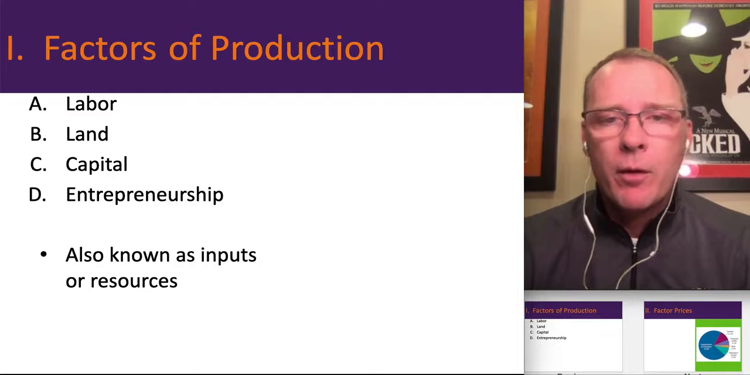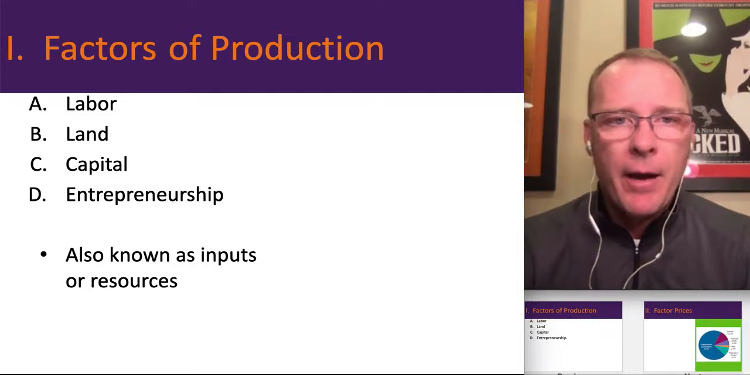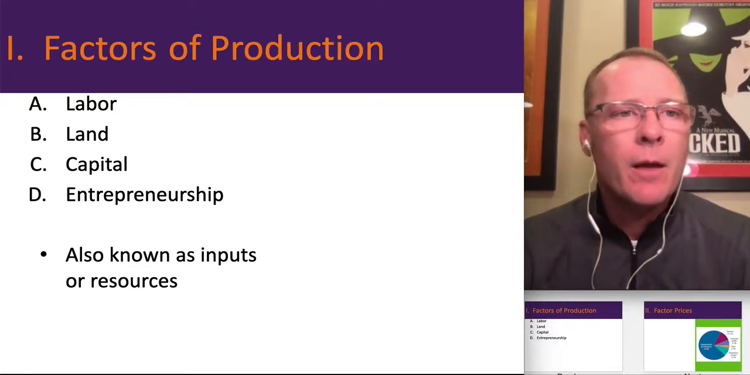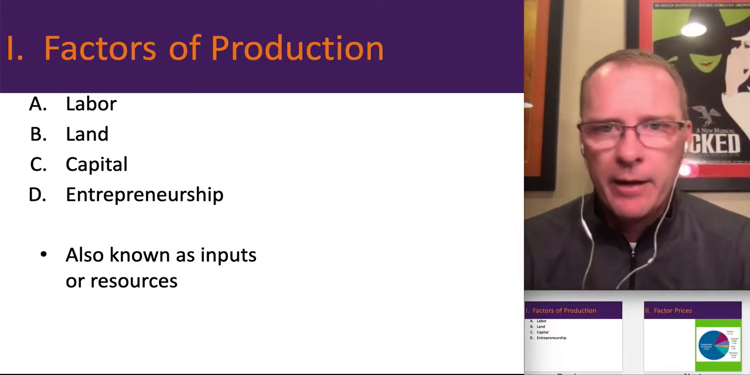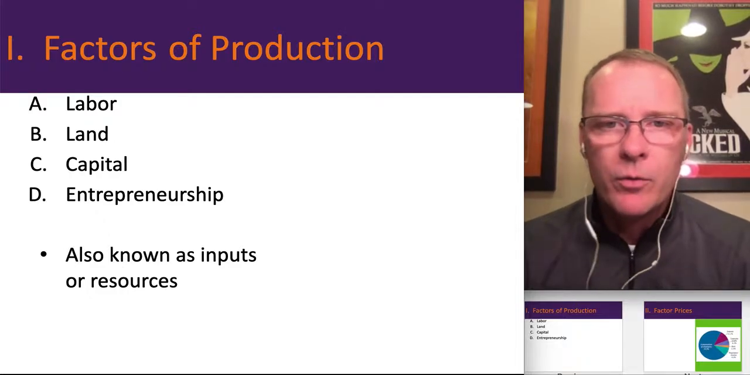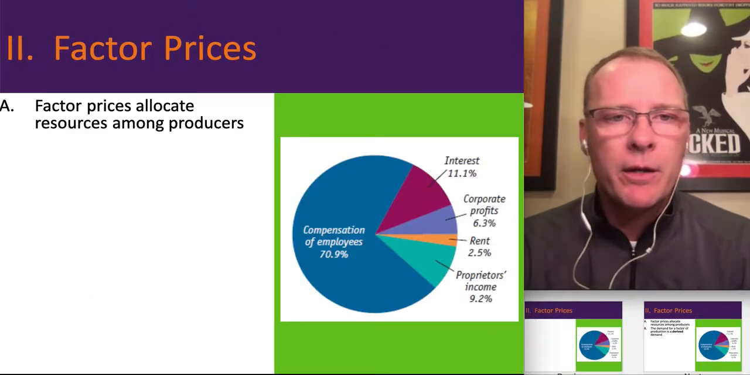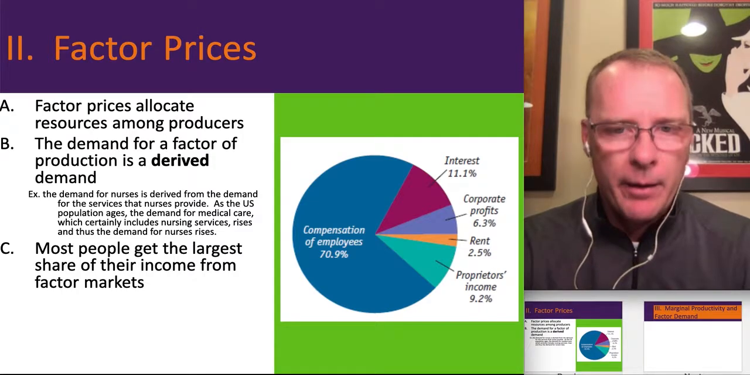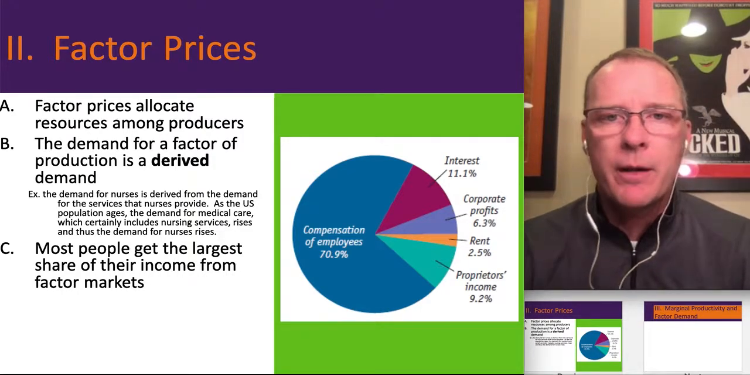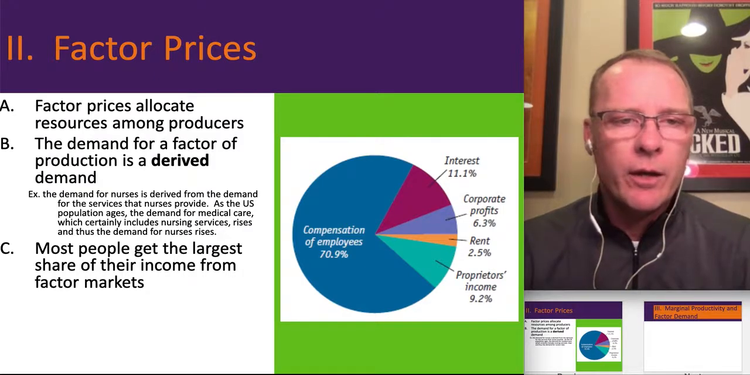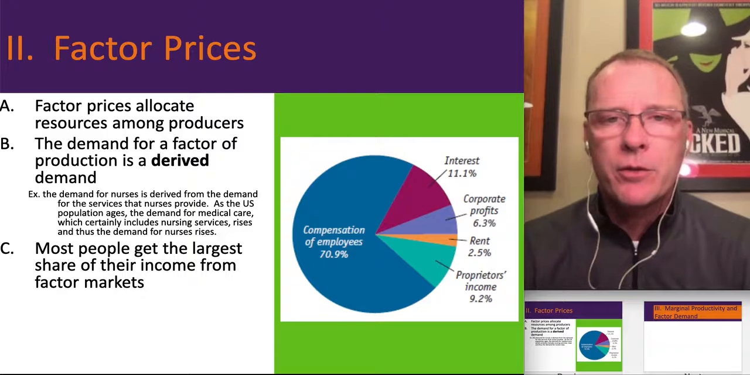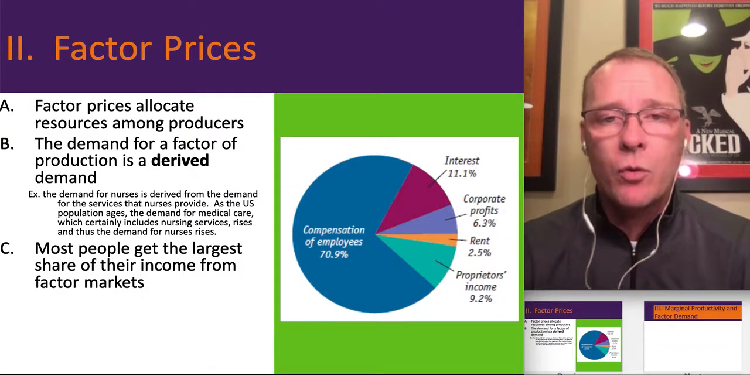So when you think about what a business has to buy in order to exist and to keep on going, they're going to have some land. Obviously, you're going to have some capital. You're going to have some physical resources that you're going to need. But your biggest one is going to be your labor. Compensation to employees is the biggest thing that you have to pay for. So if you look at that, 70.9% of your overall dollar amount that you're going to have to pay out is going to your workers.